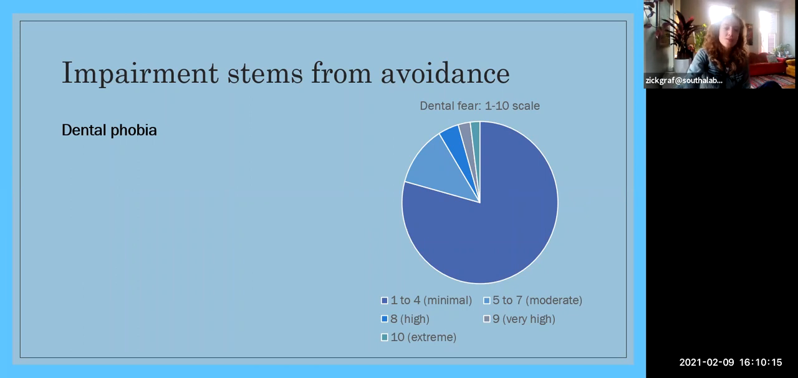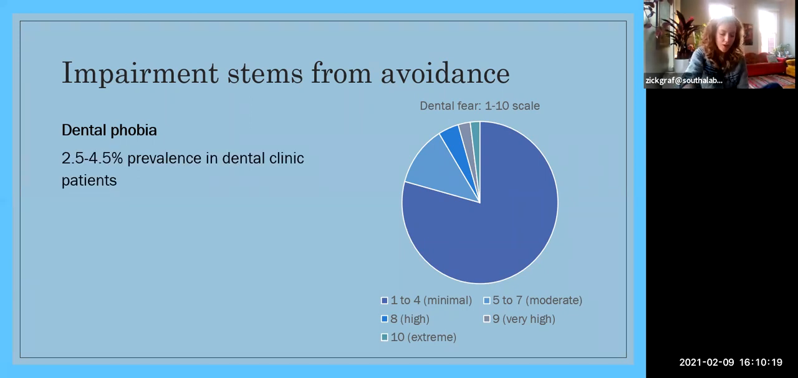An example of this is dental phobia. This is from a study that I was a part of when I was in grad school, where we surveyed patients going into dental clinics in New York City. And somewhere between 2.5 and 4.5% of the people in these clinics getting dental treatment rated their dental anxiety as a 9 or a 10 out of 10 in terms of how much they feared going to the dentist. So that was our study's arbitrary cutoff for determining whether someone had potentially clinically significant dental fear, if their fear was very extreme.